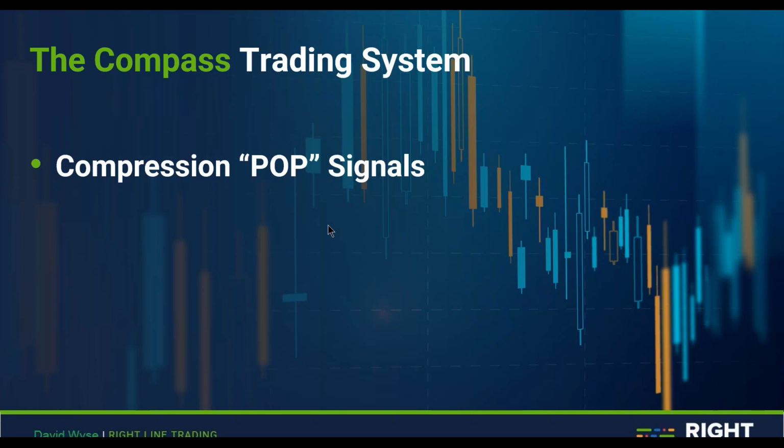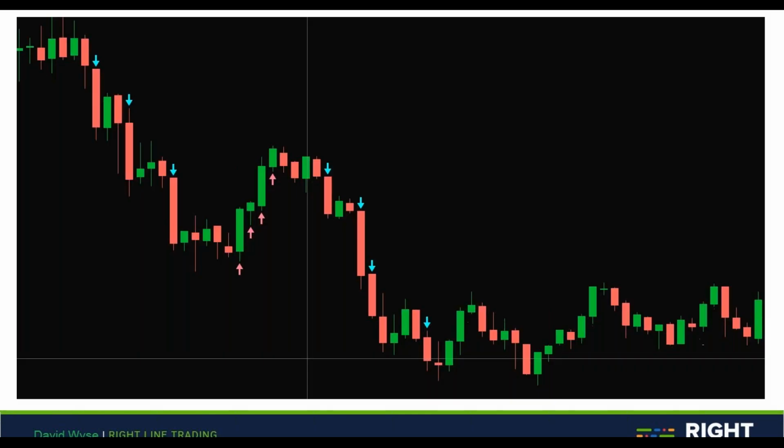We also have what they call pop signals. It's actually a pop out of the box signal. I use these all the time. In fact, in the scan that we've got in TOS, this is one of the criteria that brings up a trade or a prospect for us: if we get a pop signal and it's a pop out of the box. Basically it's a stock that's coming out of a compression, and it finds them for us. This is kind of what they look like on the chart.